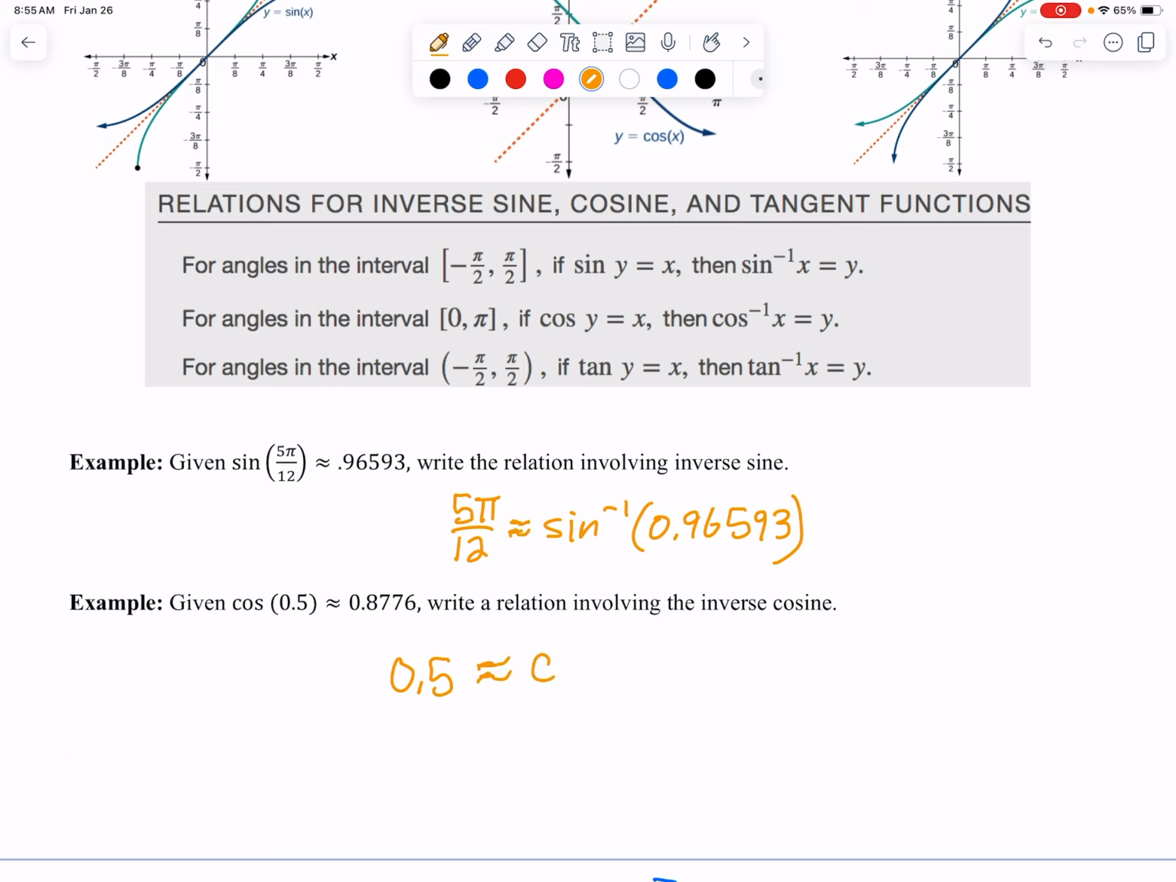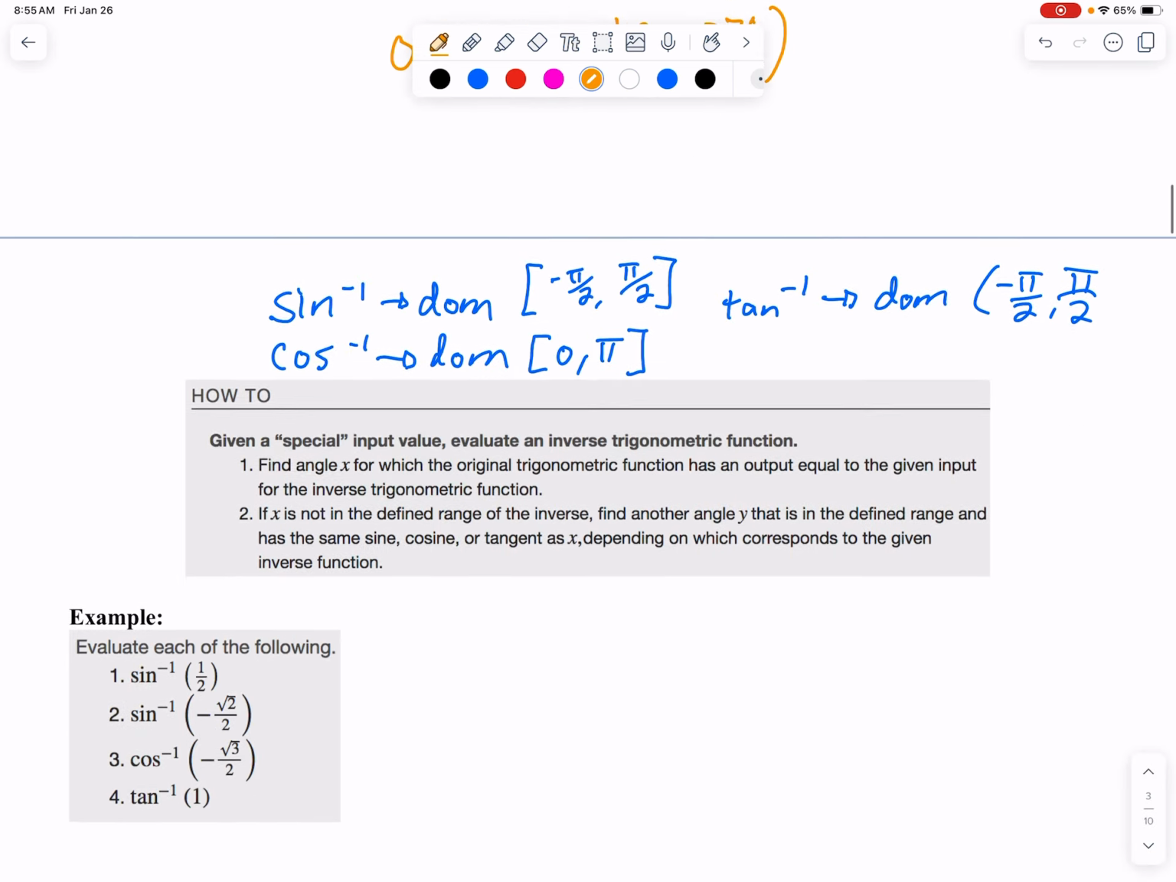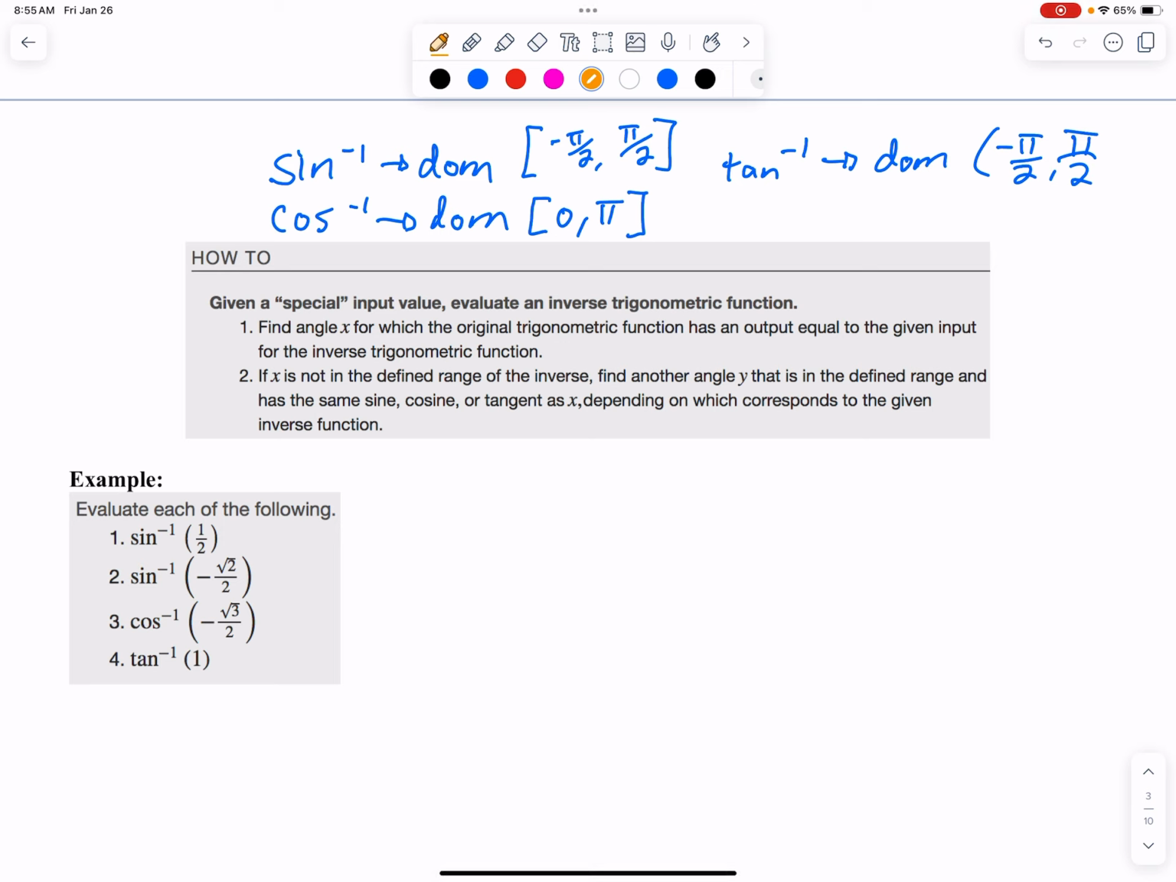Right, and then it's going to be inverse cosine of that decimal. That's it. Feels a little too easy, but all we're doing is focusing on that when I have an inverse, I plug in a ratio and I get an angle. Right, I wrote the domains there at the top to help us out because we're going to use them right here.